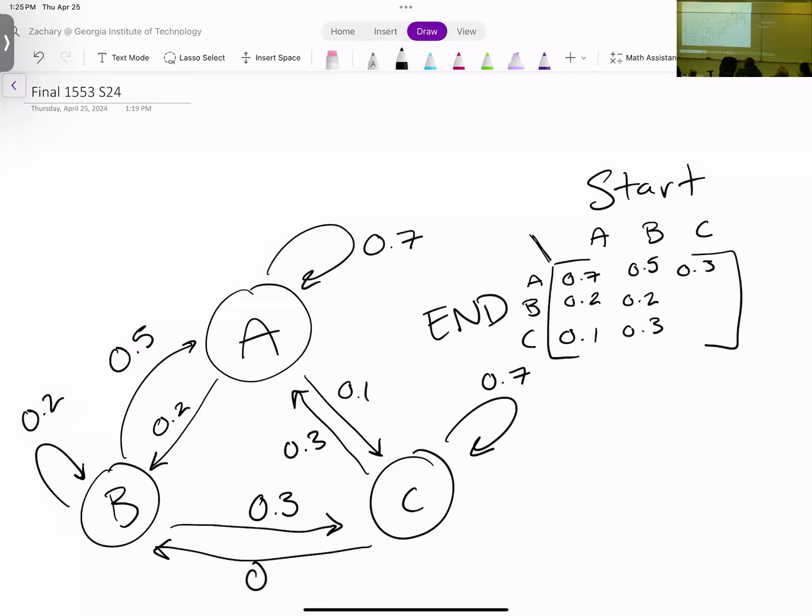Okay. Starting in C and ending in B, 0. Starting in C, ending in B, 0. Okay, starting in C, ending in C, 70%. This is how you fill in a stochastic matrix.